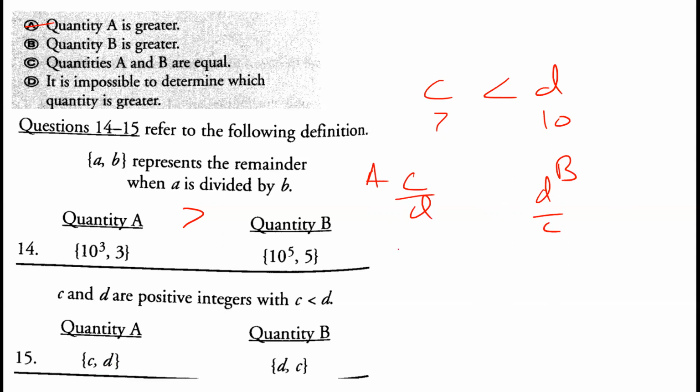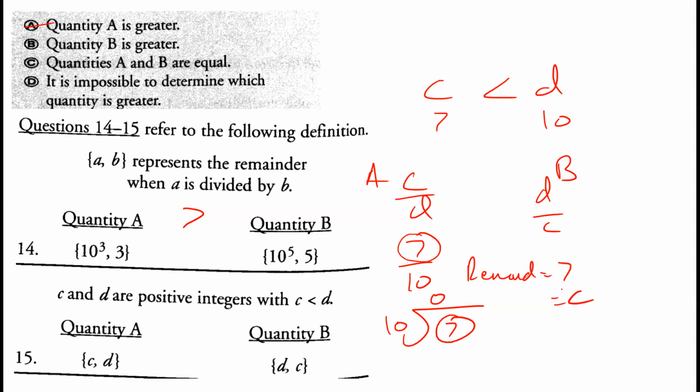Now C divided by D would be 7 divided by 10. So the quotient, the first quotient would be 0. And the remainder would actually be 7. So the numerator would actually be the remainder. So the remainder would be 7, or we can say C. So in this case, remainder equals C. Now quantity B, it's D over C, or 10 divided by 7.